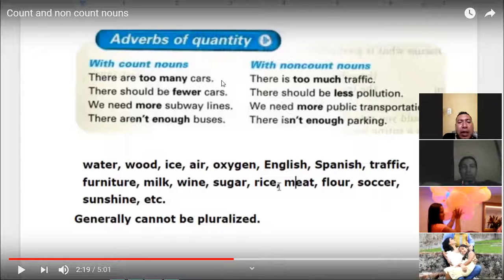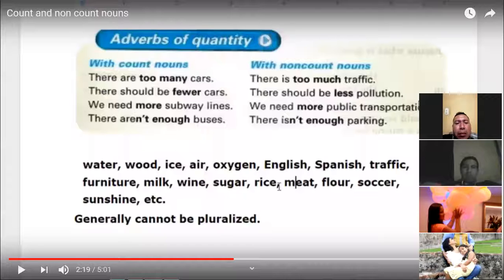There is too much traffic. Let's finish. There should be less pollution. We need more public transportation. There isn't enough parking.